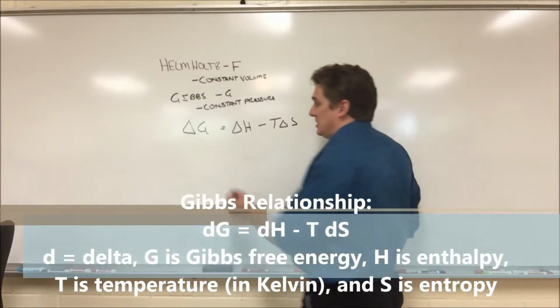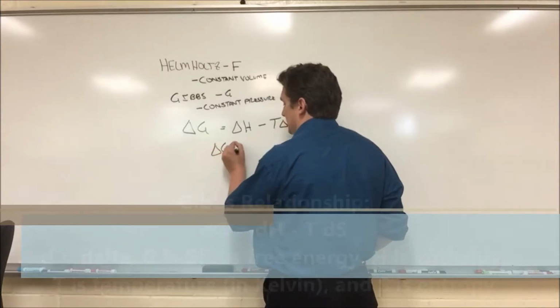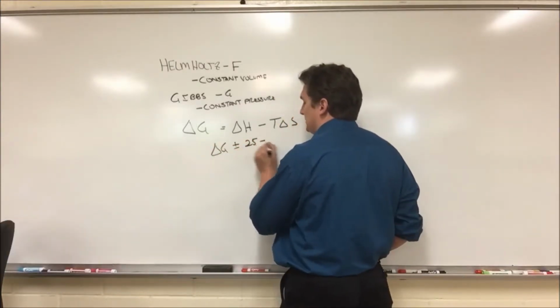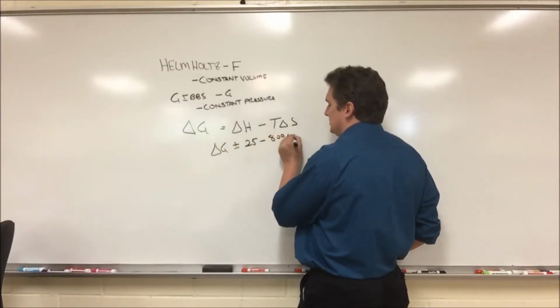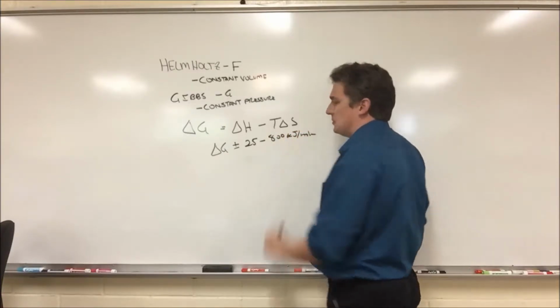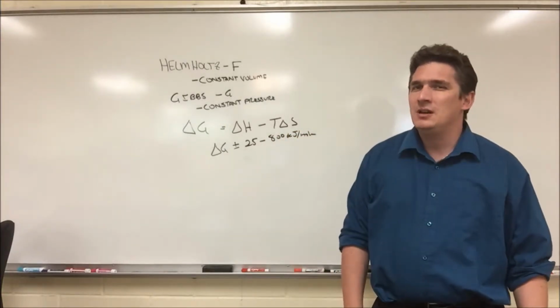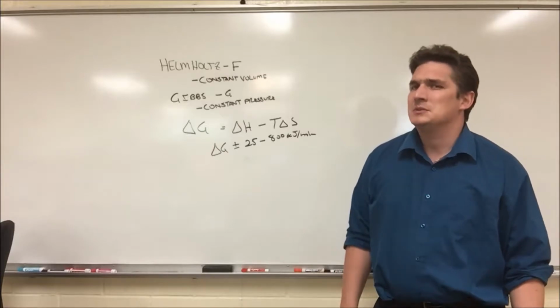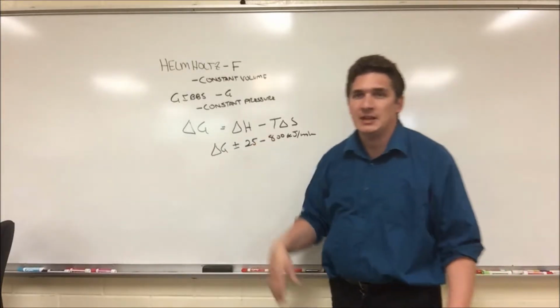Typical values for delta G are plus or minus somewhere between 25 and 800 kilojoules per mole. Anything beyond 500, you need to start kind of questioning what result you're getting, but this is not unreasonable, 25 to 800.